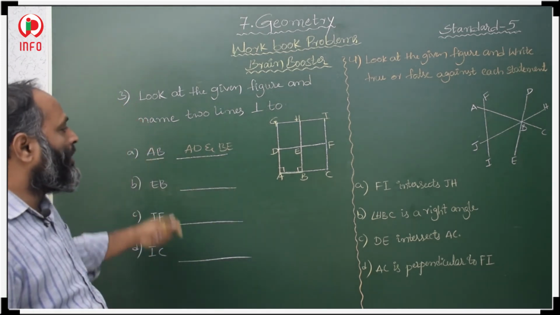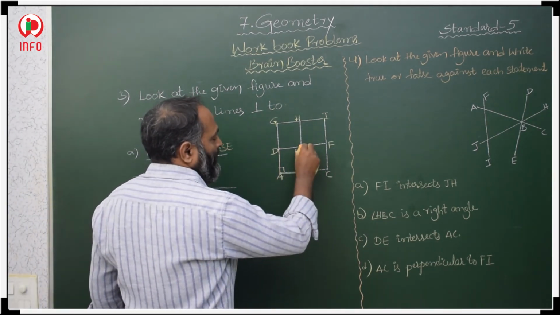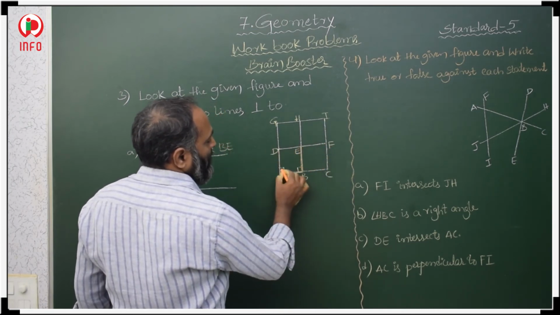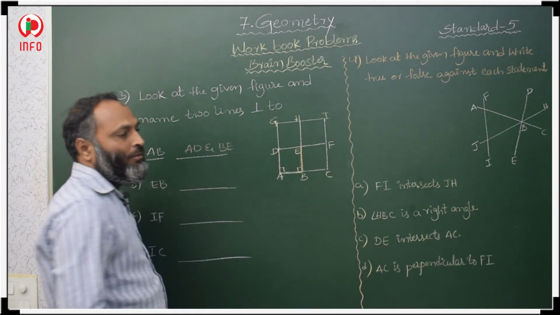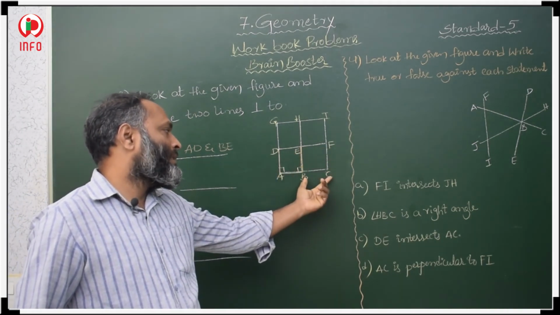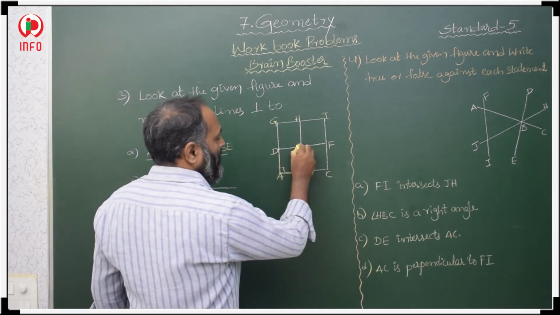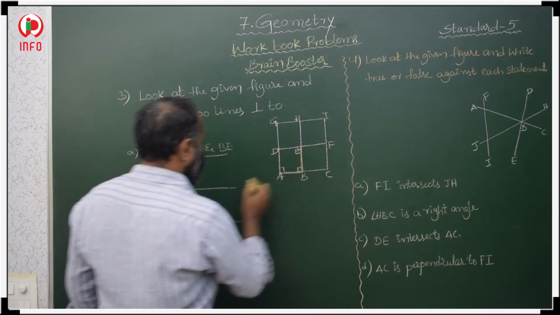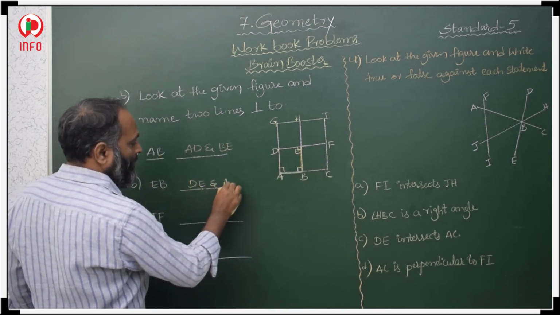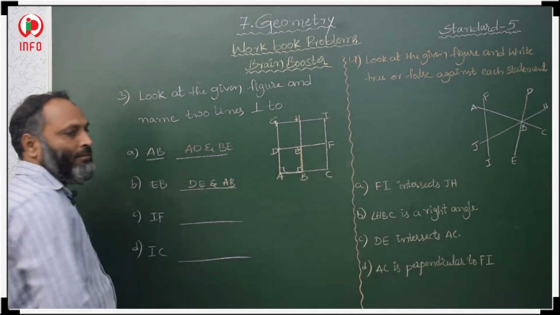Next, EB. Where is EB? Here is EB. These two lines are perpendicular and these two lines are also perpendicular. So any two we have to write. DE and AB are also perpendicular, EF and BC are also perpendicular. Any two we can write.